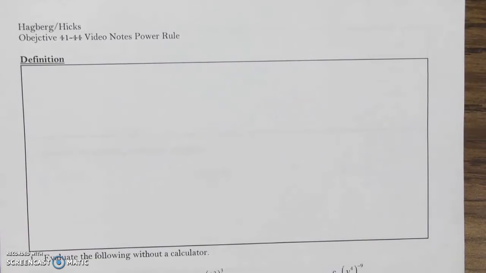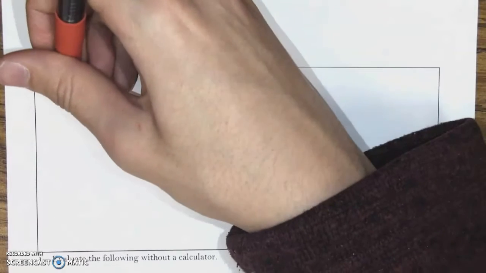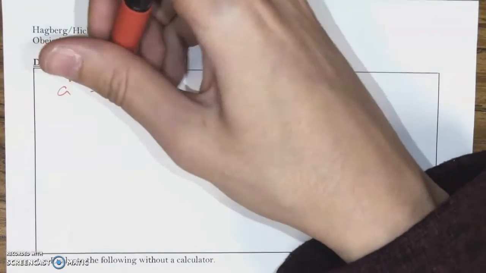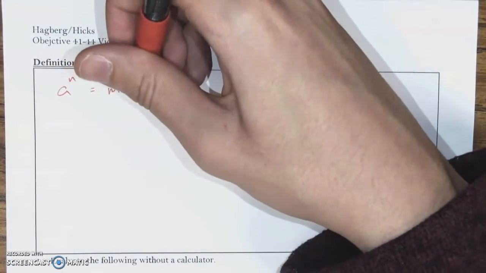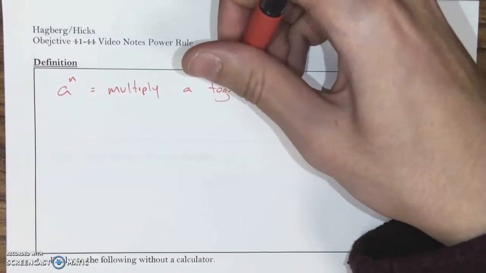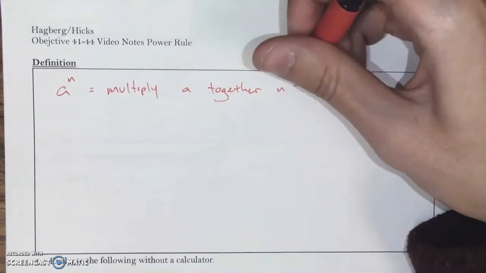Objectives 41 through 44 talks about the power rule. I want to start off by just recapping what we've learned so far in this unit. If I have a to the n, this is just a normal exponent. What this means is we multiply a together by itself n times.